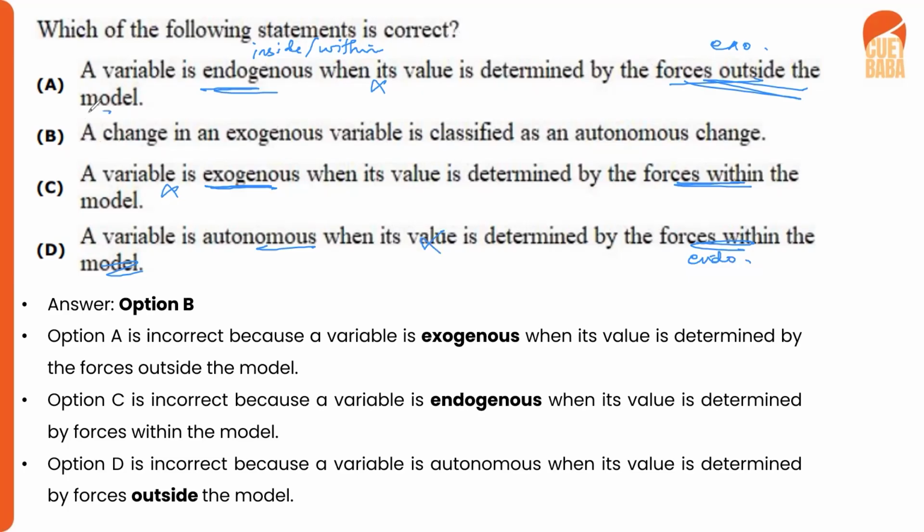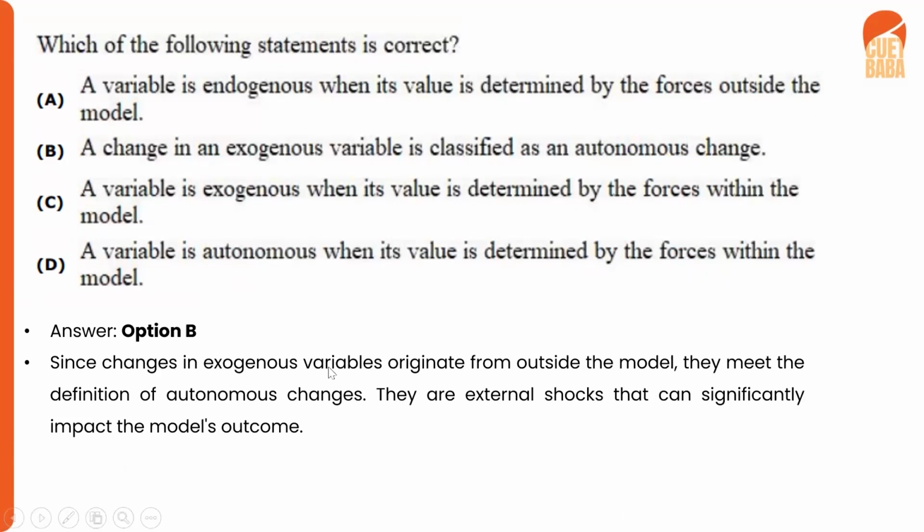So we have only option B left. If we think logically, we can find the answer for these questions. A change in an exogenous variable is classified as autonomous change. Its explanation is given here, where we can understand that since changes in the exogenous variable originate from outside the model, as we already saw, they meet the definition of autonomous change. They are external shocks that can significantly impact the model's outcome.